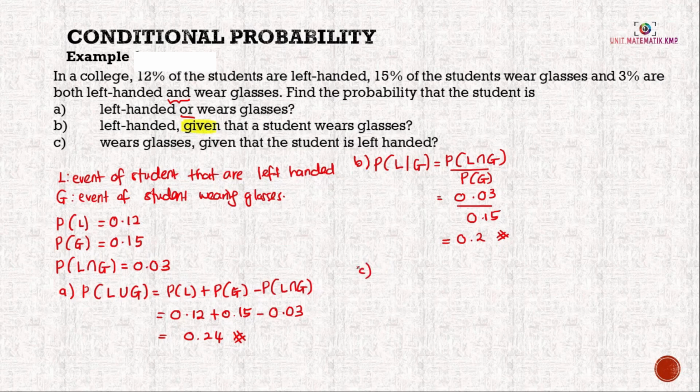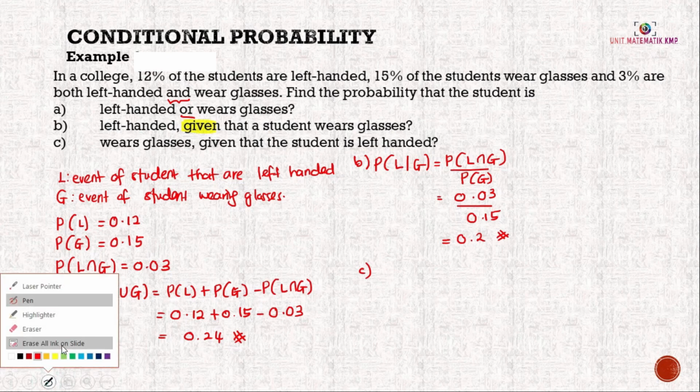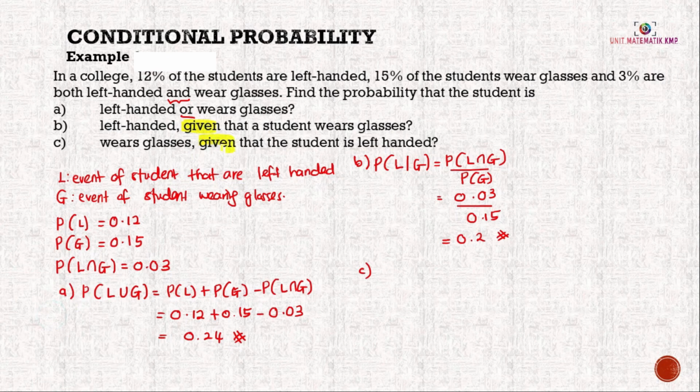Question C. Okay, find the probability that a student wears glasses given that the student is left-handed. So this is also a conditional probability problem. So you need to find the probability of wearing glasses given left-handed. So use the formula G intersect L divided by probability of L. So we can have 0.03 divided by 0.12. Then the answer is 0.25.